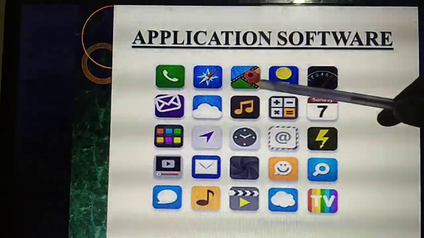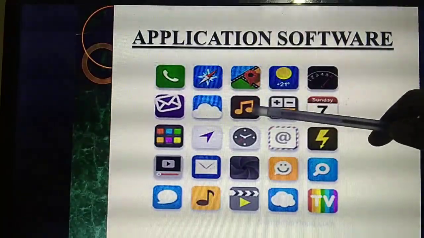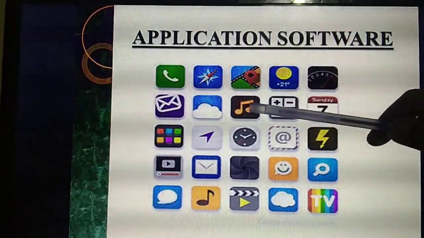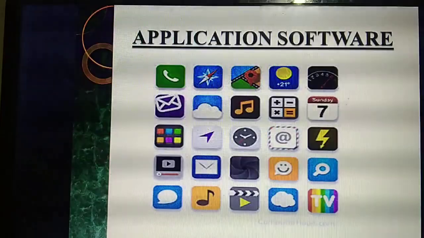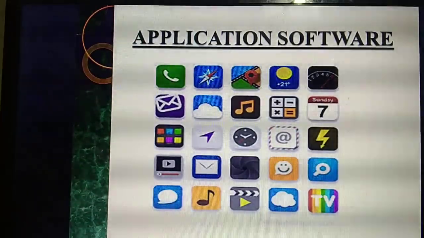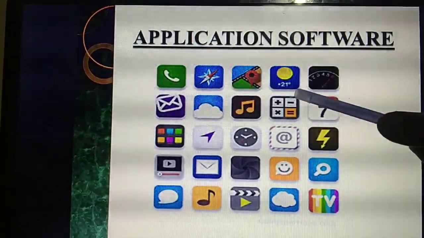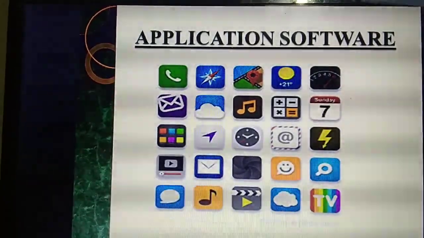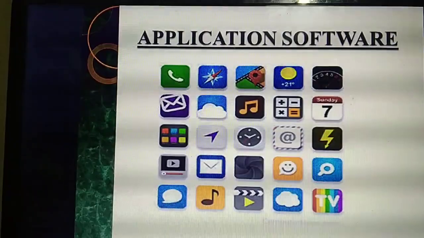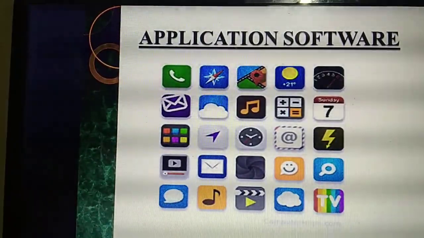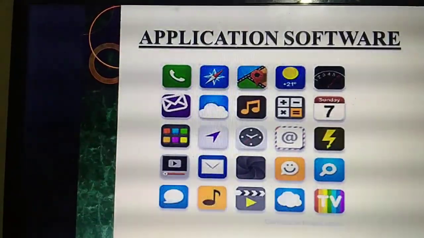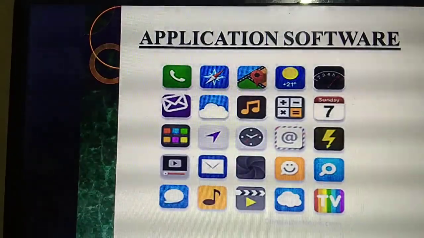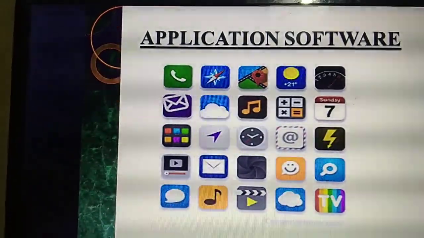Then this one is MX player or VLC player. Using this app you can hear songs, you can play video songs. What does the calculator do? Perform calculations. Then calendar. Likewise, a lot of applications are there. So what's the use of these applications? You can use them as per your wish. That's the use of application. This is the application software.